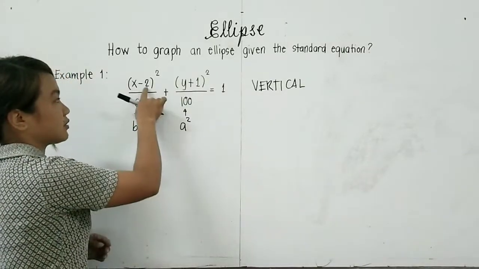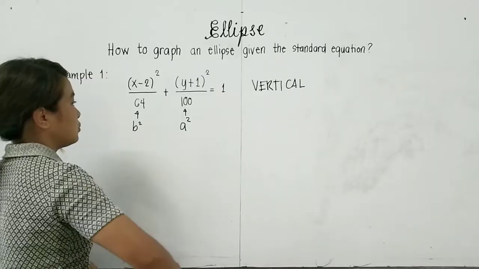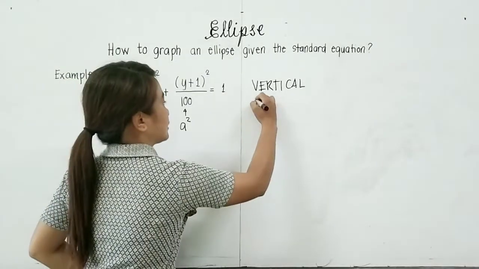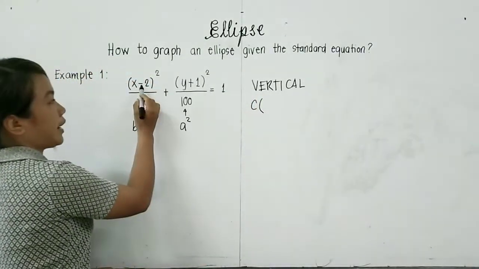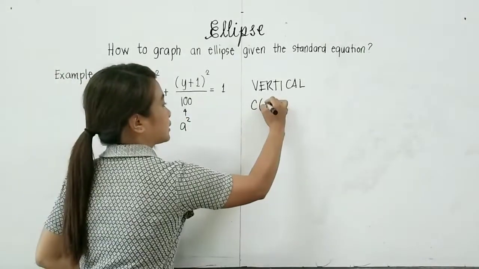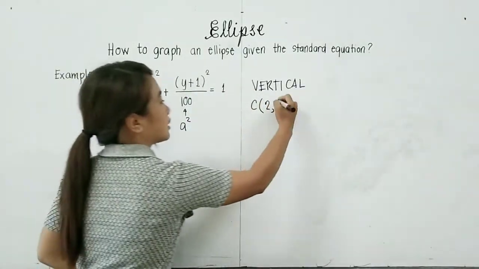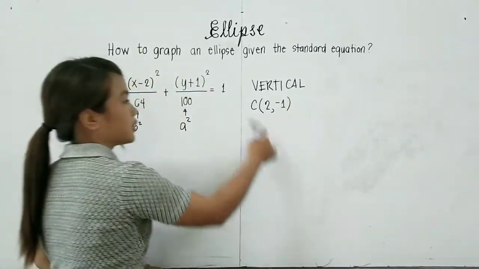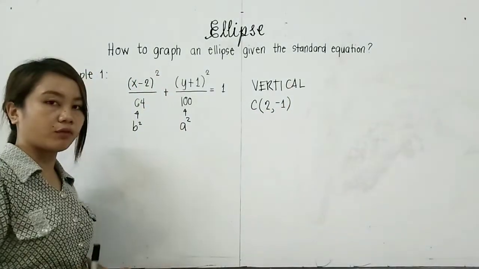After determining the position, we will get the center of this ellipse. So we have here the values of h and k. Our h is negative 2, it will become positive 2. Our k here is negative 1. So our center is (2, negative 1).